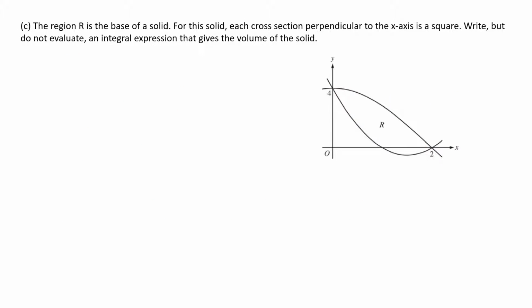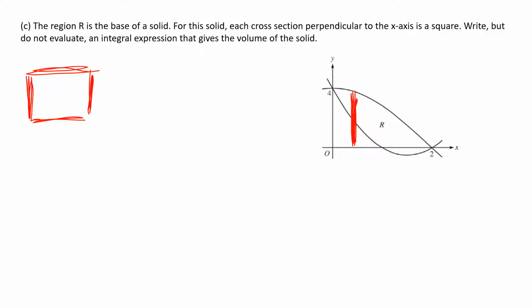Great, moving on to part C. The region R is the base of a solid. For this solid, each cross-section perpendicular to the x-axis is a square. Write, but do not evaluate, an integral expression that gives the volume of the solid. So each cross-section perpendicular to the x-axis is a square. That's just this distance here, whatever that might be. I'm going to set up a little square to visualize what that area would be.